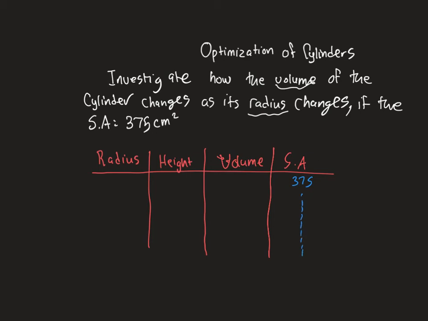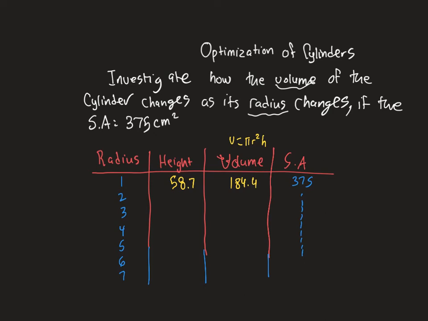All right. So let's say we could go many different radiuses. Let's say we go 1, 2, 3, 4, 5, 6, 7. Let's go up to 7. Now, if my radius is 1, and remember, you need to get a surface area of 375, and you can do your calculations for this, then my height should be 58.7. And my volume, which you remember is pi r squared h, would have to be 184.4.